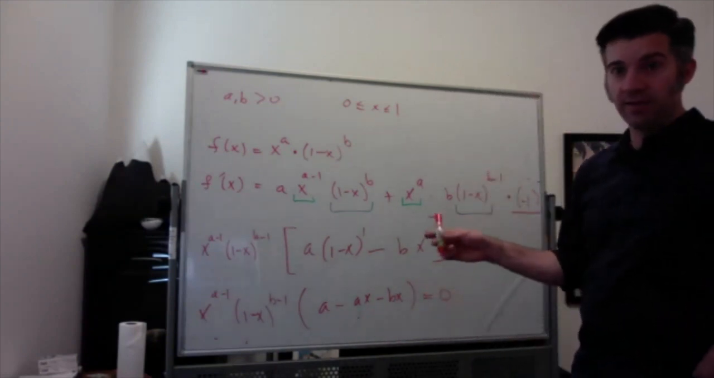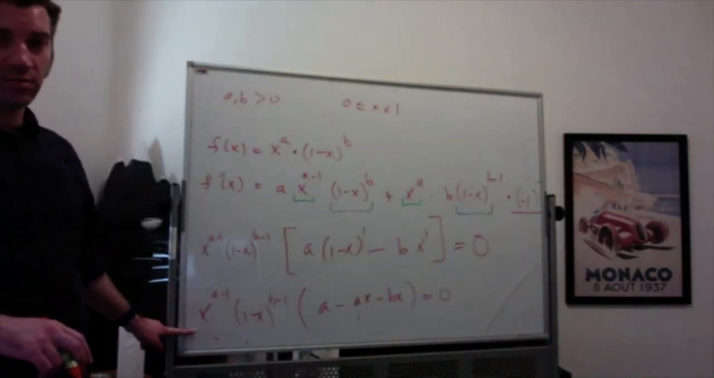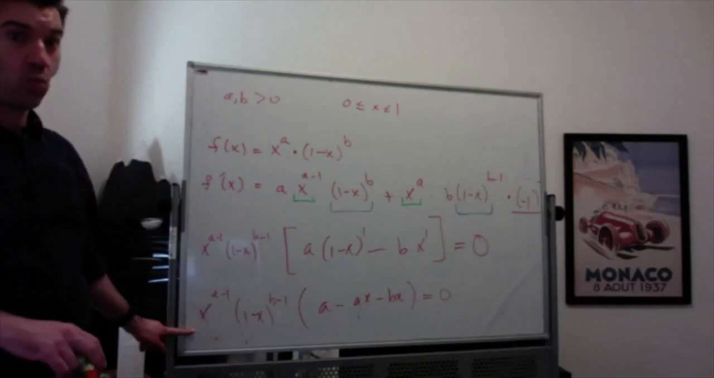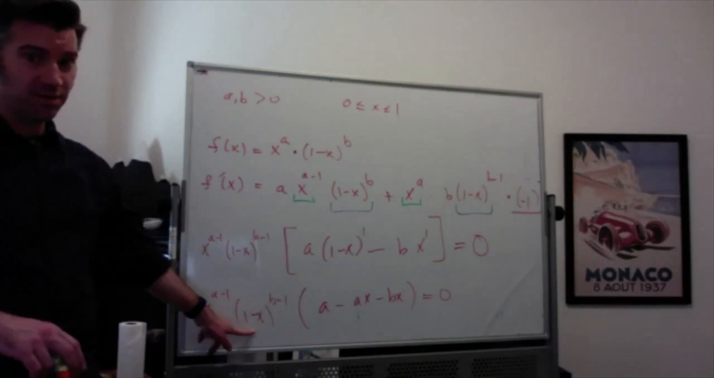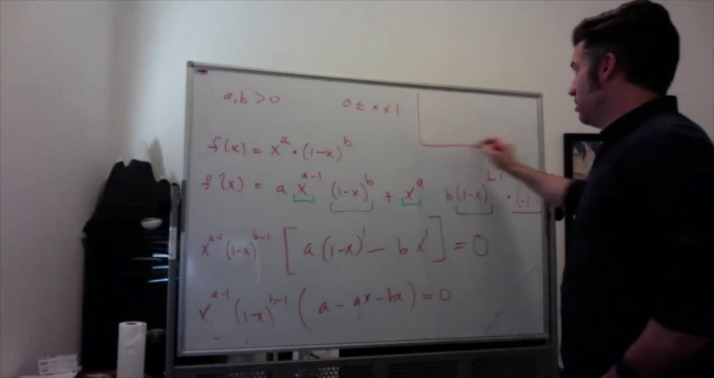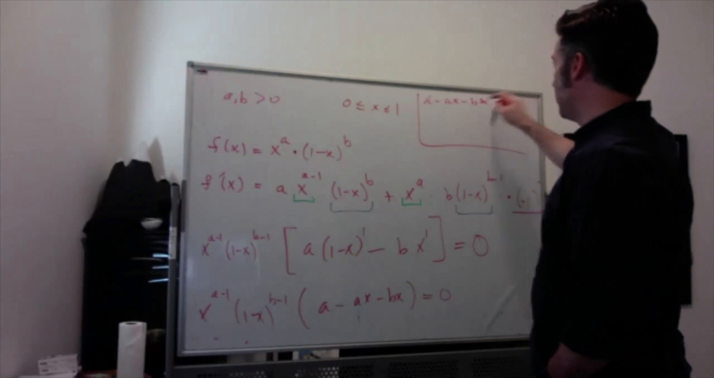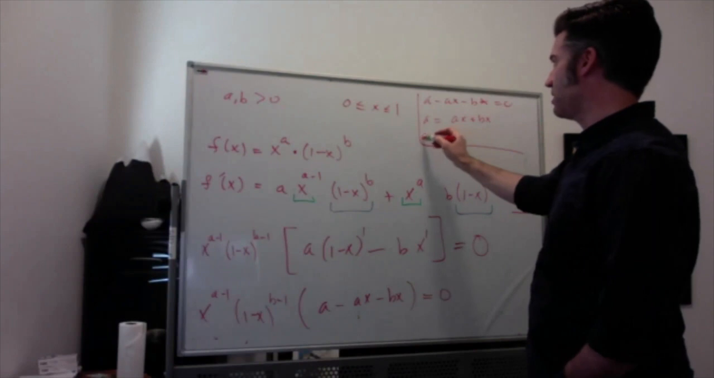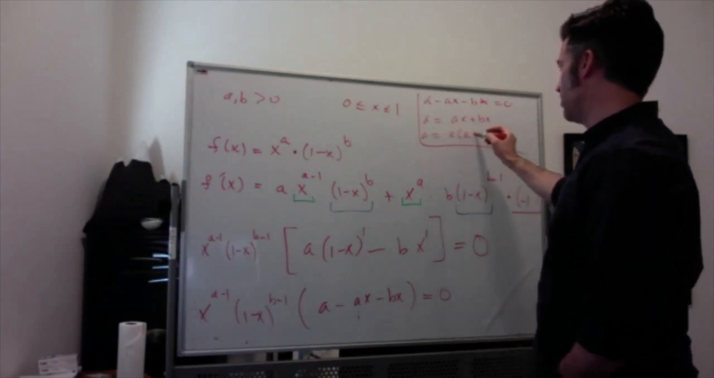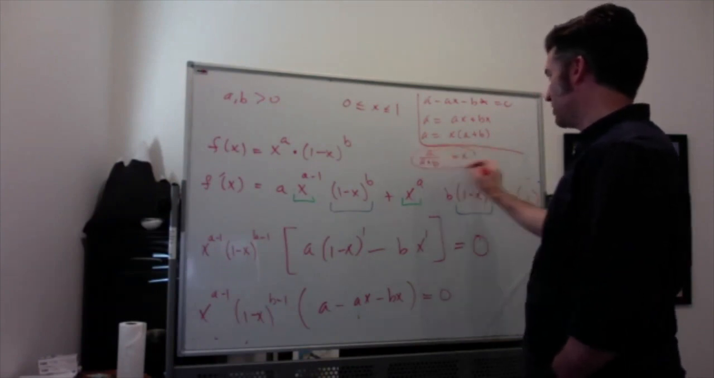All right, everybody, I know we're out of time, so we'll finish this up here. What's the critical value I get from this part here? Zero. And from this part, 1. And then from here, we have to set this equal to 0. So if I set a minus ax minus bx equal to 0, I bring those over: a equals ax plus bx. Factor out the x: a equals x times a plus b. So x equals a over a plus b. That's my third critical value.